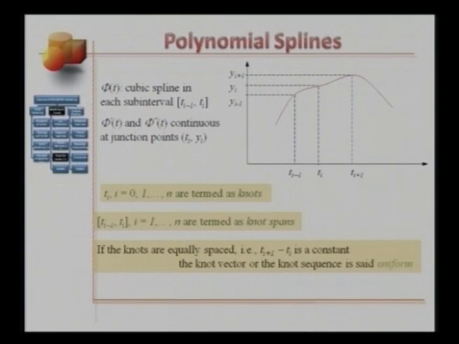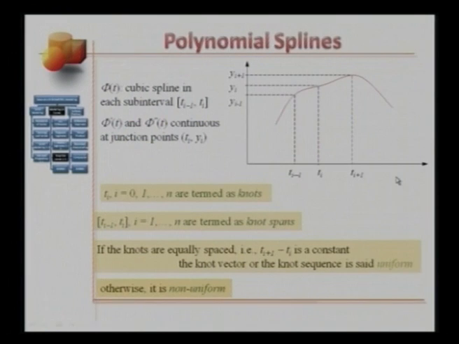If the knots are equally spaced, that would mean that if these knot intervals are of constant length, the knot sequence is said to be uniform. Otherwise, if these fixed parameter values are arbitrarily placed, the knot span is called non-uniform. We assume here that these knots are arranged in ascending order. That means t i minus 1 is smaller than t i, and so on.